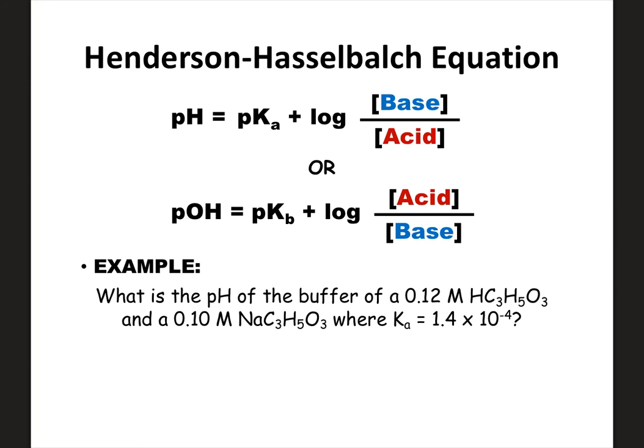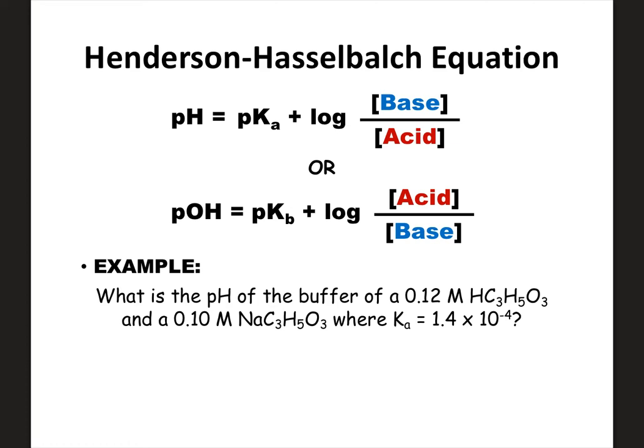Let's look at a pretty simple example to start. We want to know the pH of a buffer of 0.12 molar HC3H5O3 and 0.10 molar NaC3H5O3, and they're giving me the Ka value. The first thing you need to realize, they did tell you it was a buffer here, but realize this is obviously not a strong acid, so it's a weak acid, and the conjugate of that, when you remove the H+, would be C3H5O3-, and that is here in the salt. So we have a weak acid present with its conjugate.